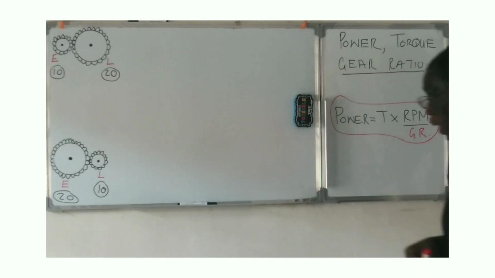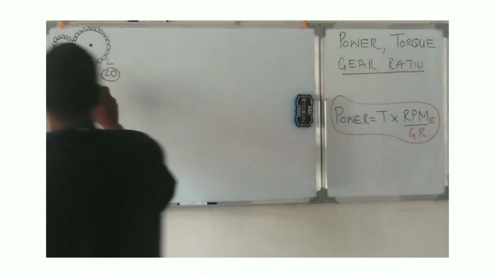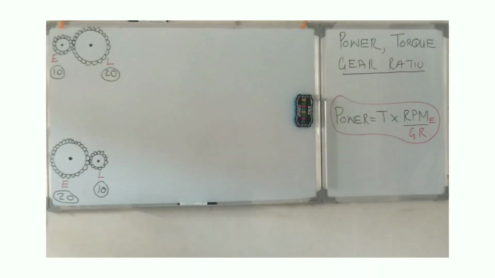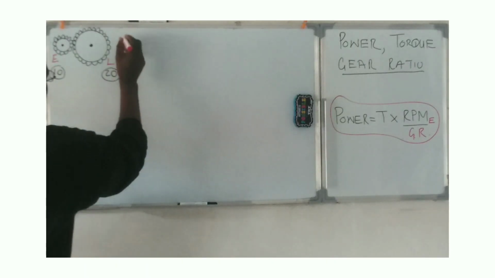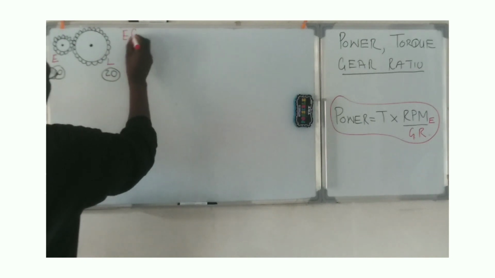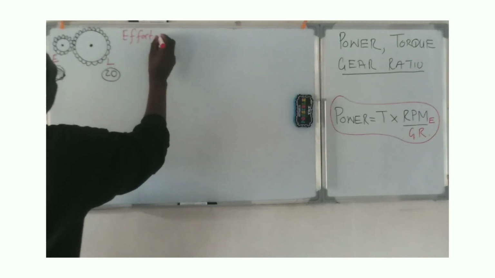Now, let's come over here and have a look at these two sets of gears. There's a top set and a bottom set. And let's assume that the small gear here is the one that's driving the bigger gear. And down here, it's the bigger gear which is driving the smaller gear. We call the driving gear the effort gear. That's why I have a little E there. So the smaller gear, in this case, is our effort gear.